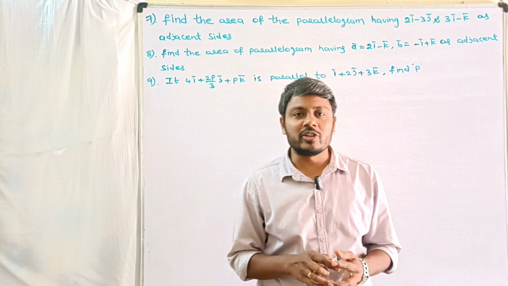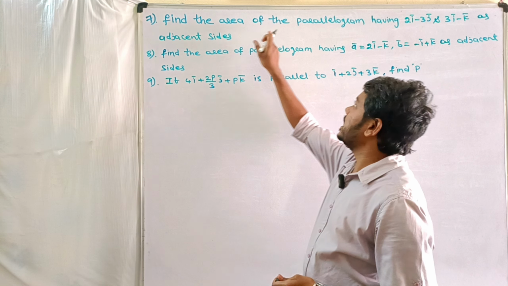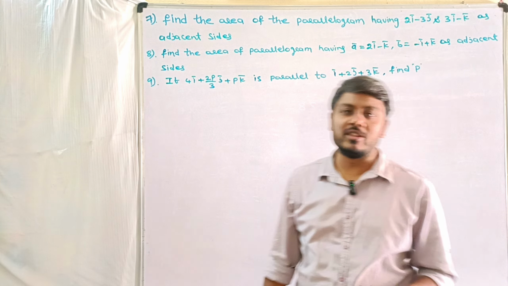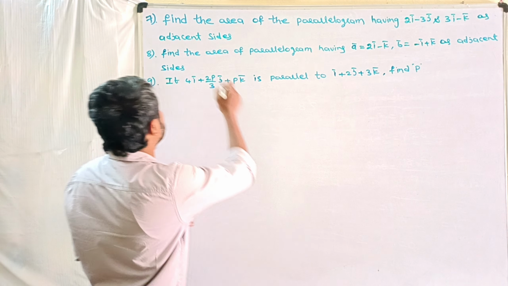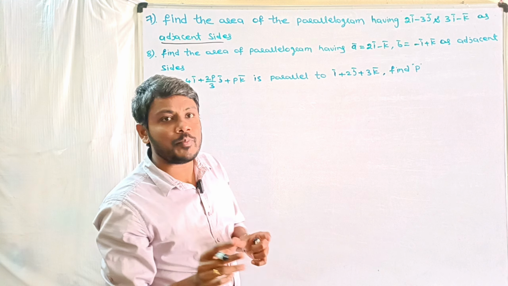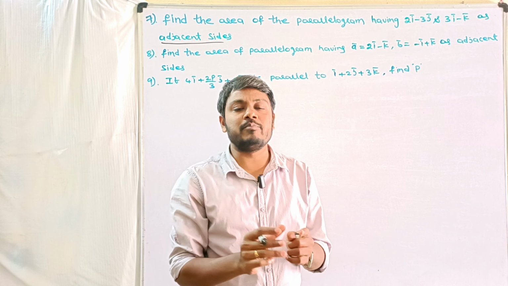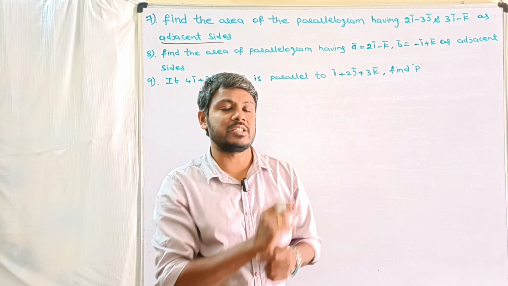So without delay, coming to the topic. See question number 7. Find the area of the parallelogram having the two vectors given. The two vectors are what? Adjacent sides. So here we know that the area of the parallelogram, if A bar and B bar are the adjacent sides, is mod A cross B.